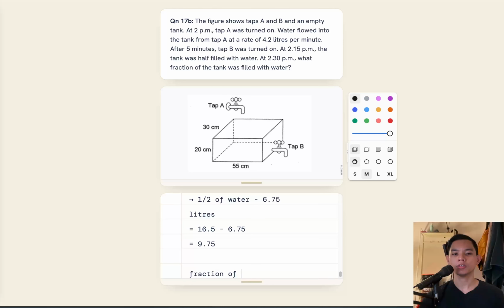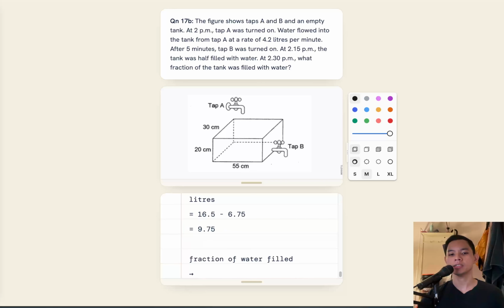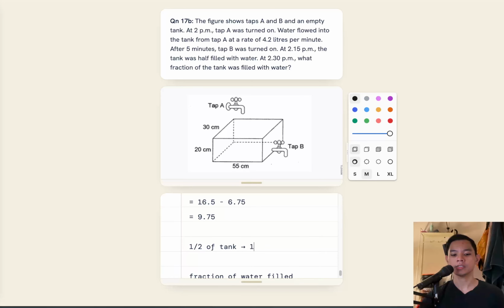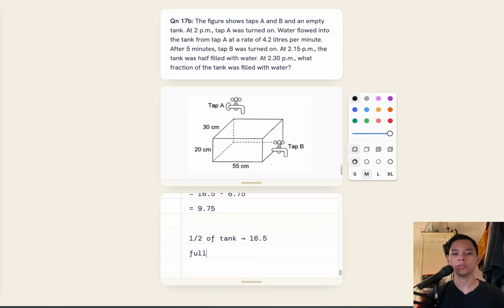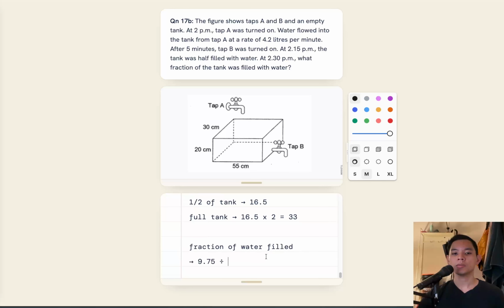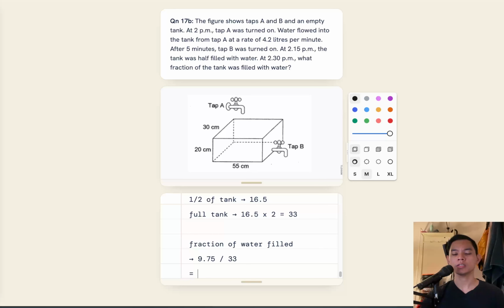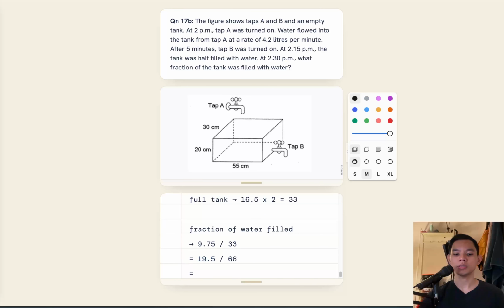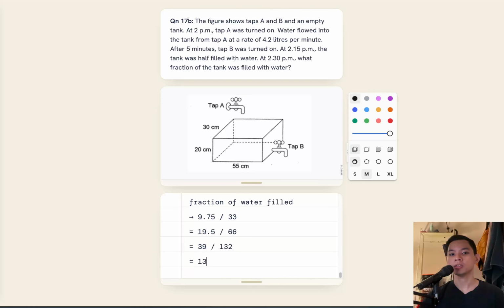So the fraction of water left in this case is 9.75 divided by, so we know half the tank is 16.5. So the full tank will then be 16.5 times 2. This will be 33. So 9.75 divided by 33, or a fraction like this. So we can just times 2. It will be 19.5 divided by 66, times 2 again. This will be 39 over 132. And then we divide by 3. This will be 13 out of 44. So there you go. The answer is 13 out of 44.